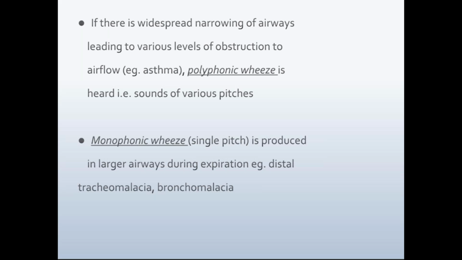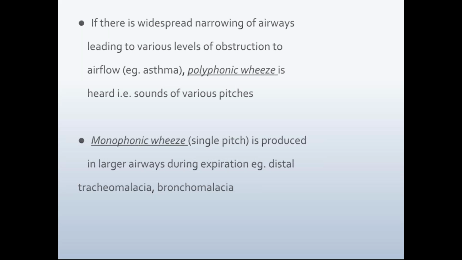In a monophonic wheeze, it is produced in larger airways during expiration. It is seen in distal tracheomalacia and bronchomalacia. In distal tracheomalacia or bronchomalacia, there is a lack of cartilage in the trachea or bronchi. So that is not a varied obstruction, it is a uniform obstruction, because of cartilage deficiency. In those conditions, you hear only a single pitch. You will not appreciate different phases of obstruction at different levels that produce polyphony.